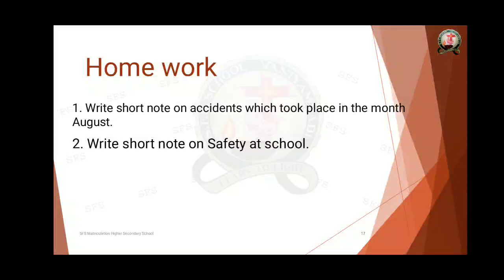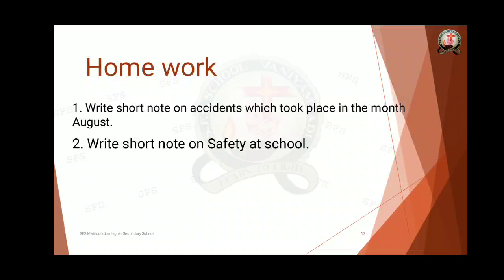And this is the homework for you students. What you have to do is put the date, and after you finish your homework, get your parent's signature. First question, write a short note on accidents which took place in the month of August. You know, some accidents took place last month. You can refer to the newspapers or ask your elders, grandfather, parents, whoever you can ask, and write a short note. Don't write it in a brief manner. Okay.